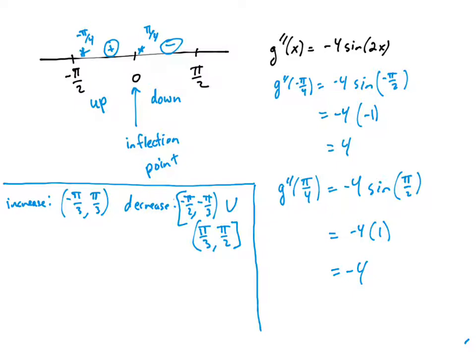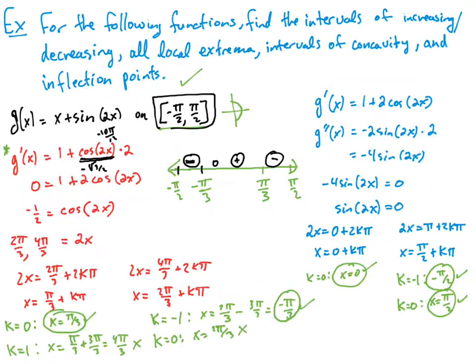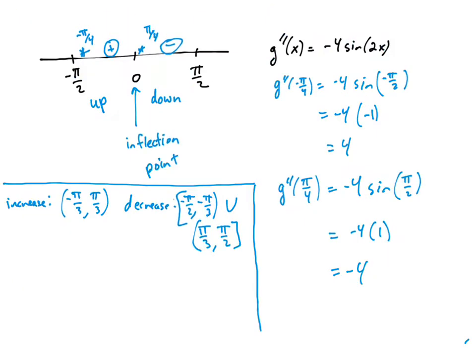like this. We're going to have a local, let's look back here. So at this point, we went from a negative or a decreasing interval to an increasing interval. So that graph does something like this. So that's going to be a local min there. And then when we go from positive to negative, that's when we have a local max. So local min at x is equal to negative pi over 3. Local max at x is equal to positive pi over 3.